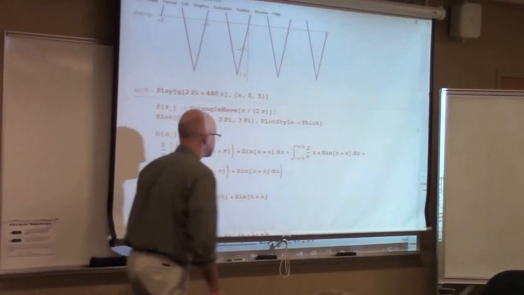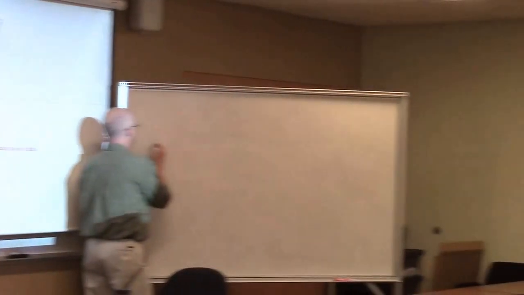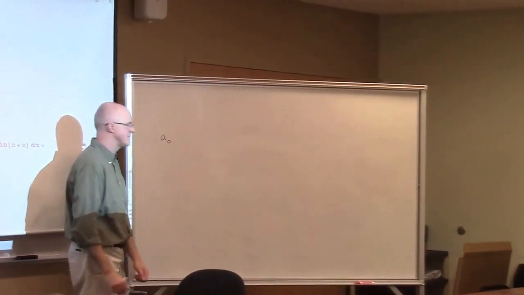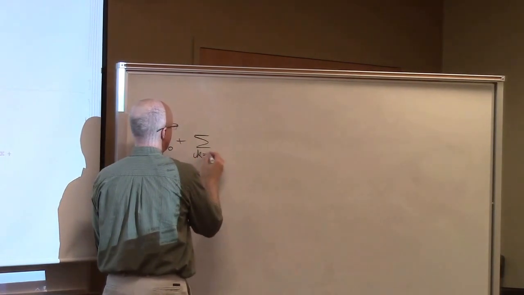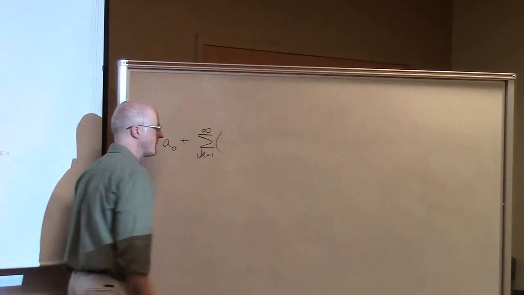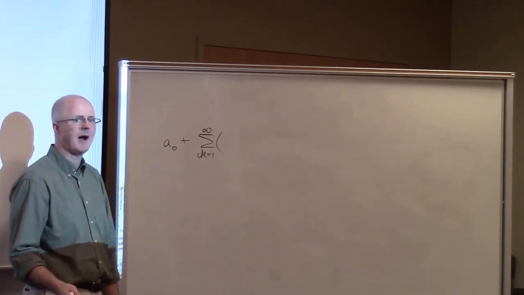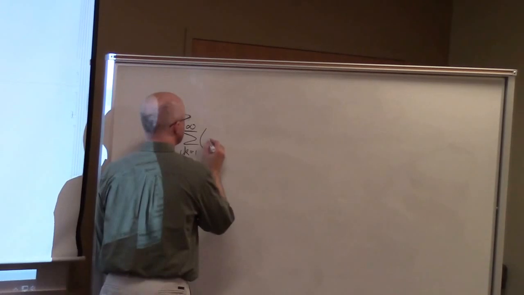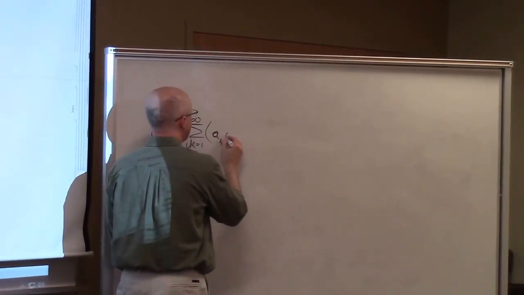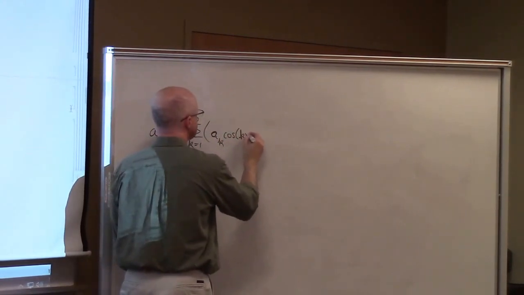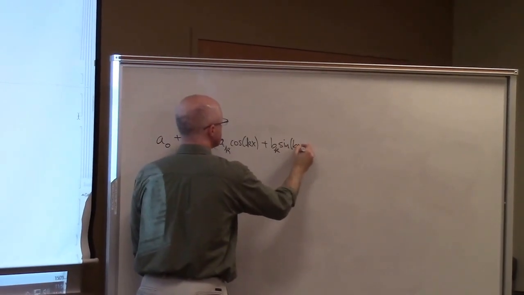What is a Fourier series in general? It's an expression of the following form: some constant A0 plus an infinite sum, k going from 1 to infinity, of the following form. It's not a power series. You're not adding up multiples of x to the k power. Instead, you're adding up multiples of cosines and sines with different frequencies: a sub k times cosine of kx plus b sub k times sine of kx.